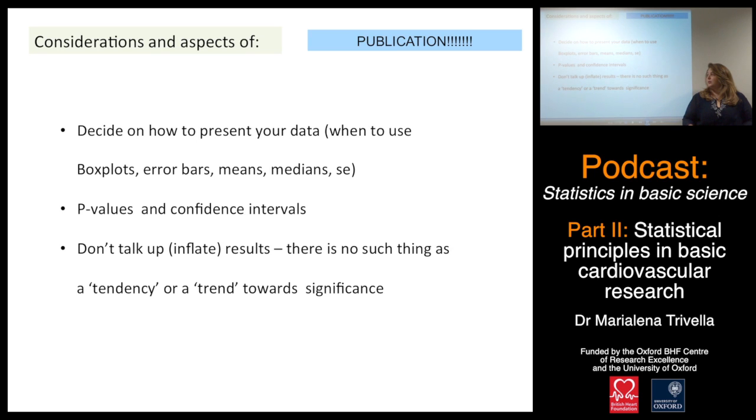And during the discussion and the critique of our results, it's very important not to inflate what we have found. And one thing to remember here is that there is no such thing as a tendency or a trend towards significance. It's just best to put our results as we have found them without trying to create different impressions. Finally, it's quite important to choose a relevant journal with an audience that will be interested in the research that we do.